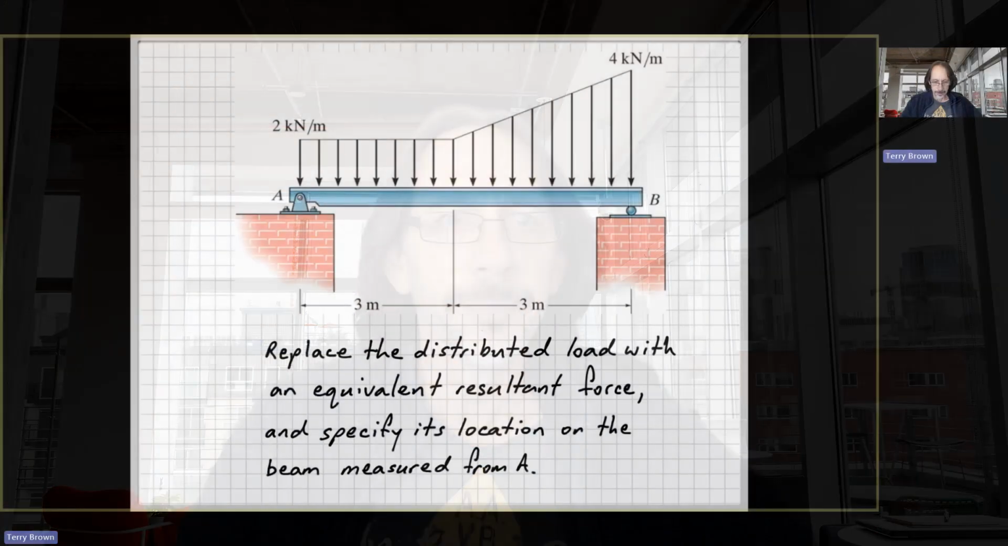Terry Brown, Mechanical Engineering here with another engineering mechanics video. This time we're going to look at simplifying a distributed load. So let's have a look at the problem.